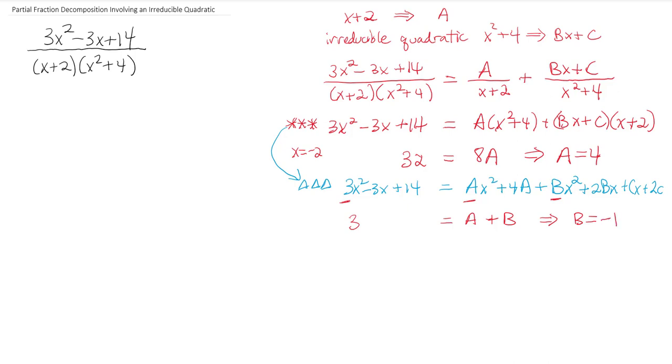How can we find c? Well, there are a couple of different ways. But let's find c by looking at the coefficients in front of the x. So this says negative 3 is equal to 2b plus c. But b is negative 1. So that means c is equal to negative 1.